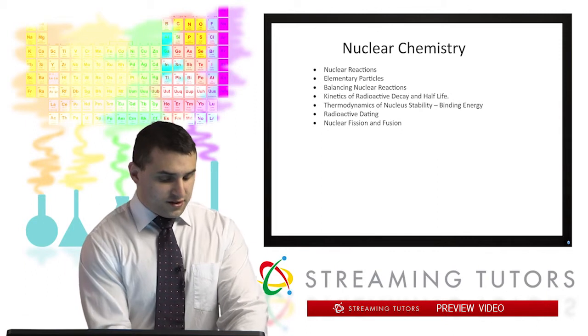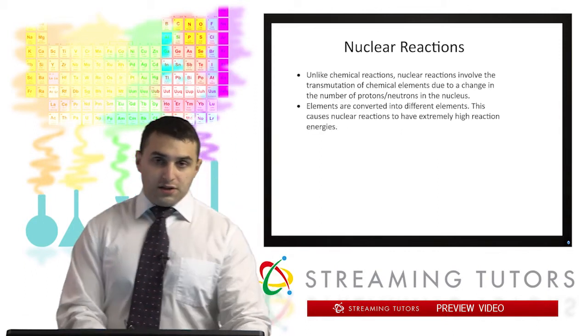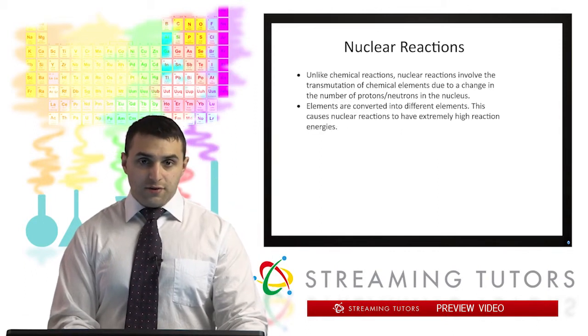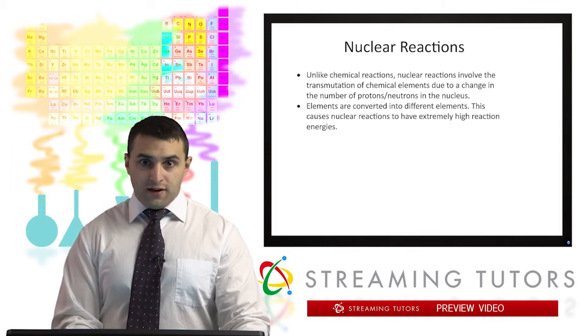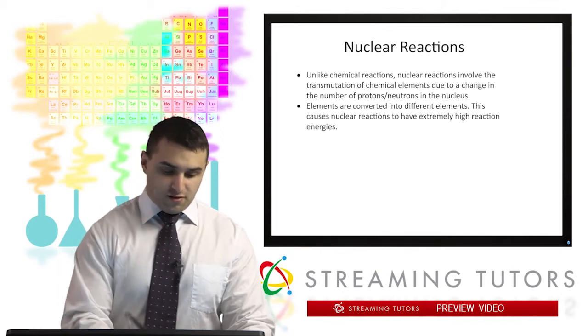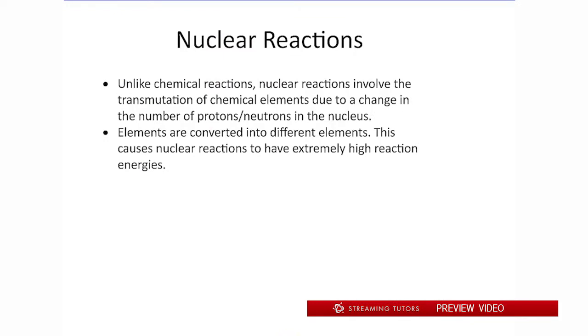So first off, let's define a nuclear reaction. We know that in a chemical reaction, we have the changing of molecular species. So if we have, let's say, a combustion reaction of methane, something like that, here we see we're just changing the bonds within all of these different chemical species, but all the atoms are the same on both sides.